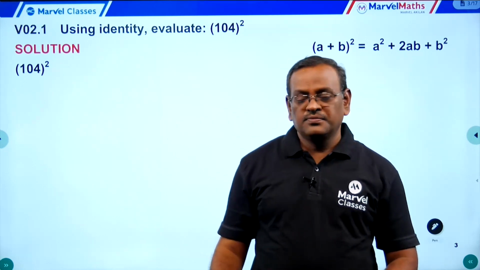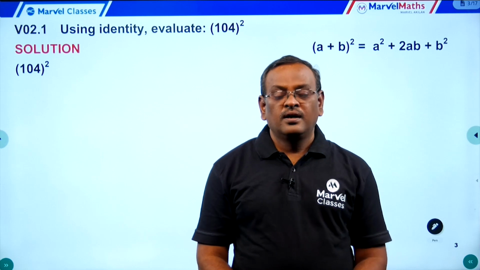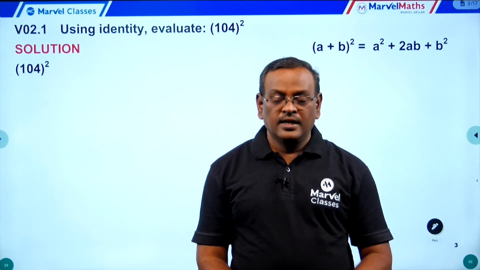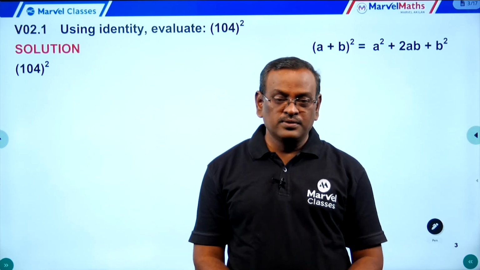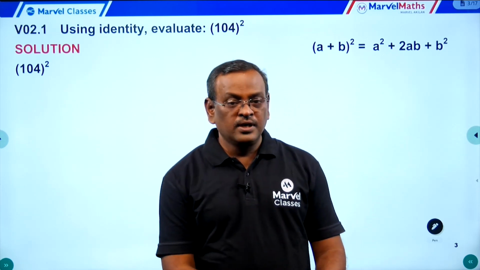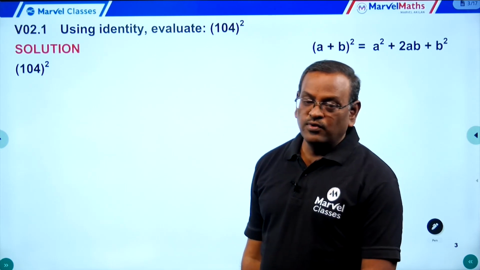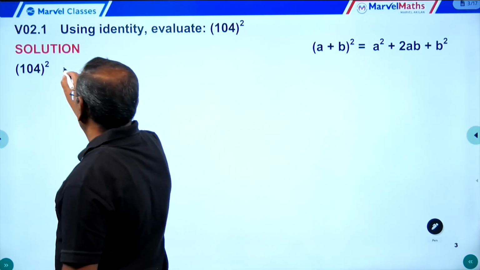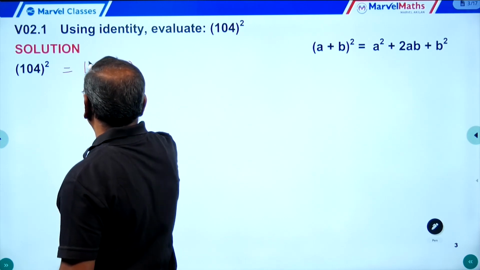Hello students, in this video I am going to explain the first application of square of binomial, how to evaluate numbers without regular multiplication, only by using algebraic identities, that is polynomial identities. Evaluate the value of 104 the whole square. You can write this 104 as 100 plus 4 the whole square.